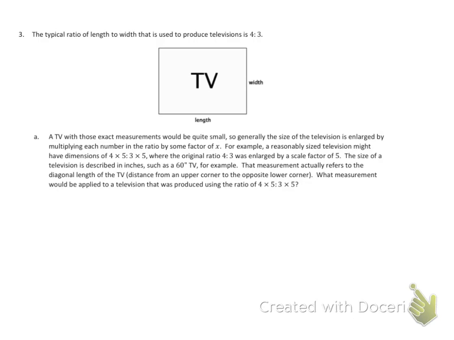Well, we haven't been given units, but whatever. Generally, the size of the television is enlarged by multiplying each number in the ratio by some factor of x. For example, a reasonably sized television might have dimensions 4 times 5 by 3 times 5, or 20 by 15, where the original ratio 4:3 was enlarged by a scale factor of 5. The size of the television is described in inches, such as a 60-inch TV. That measurement actually refers to the diagonal length of the TV, from corner to corner. What measurement would be applied to a television that was produced using the ratio of 4 times 5 to 3 times 5?